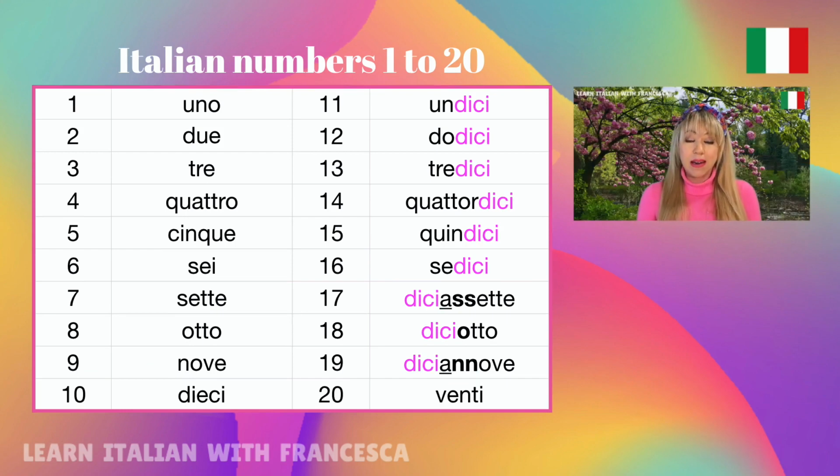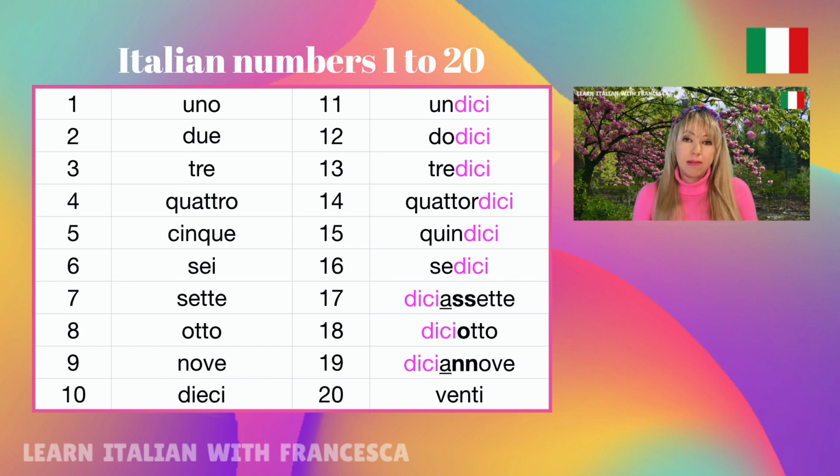Learning Italian numbers isn't very difficult. The hardest part is probably learning numbers 1 to 10, which are their own word in their own right. And then from 11 to 19, they're all teens, and so there's a common part of those words, which is dici.